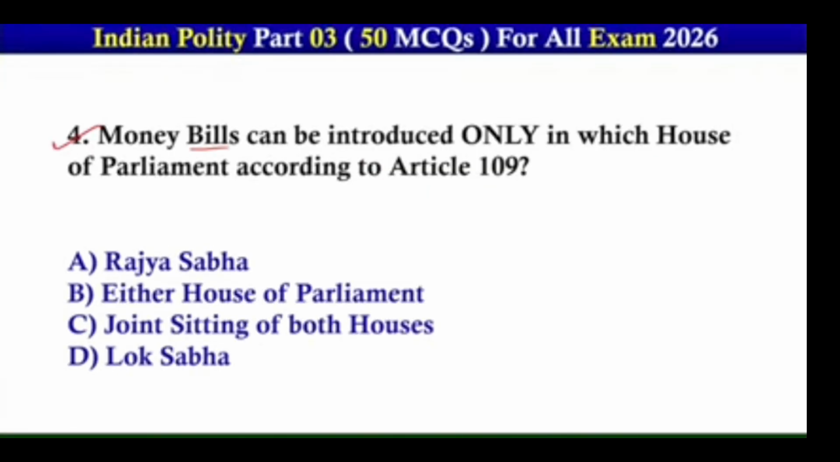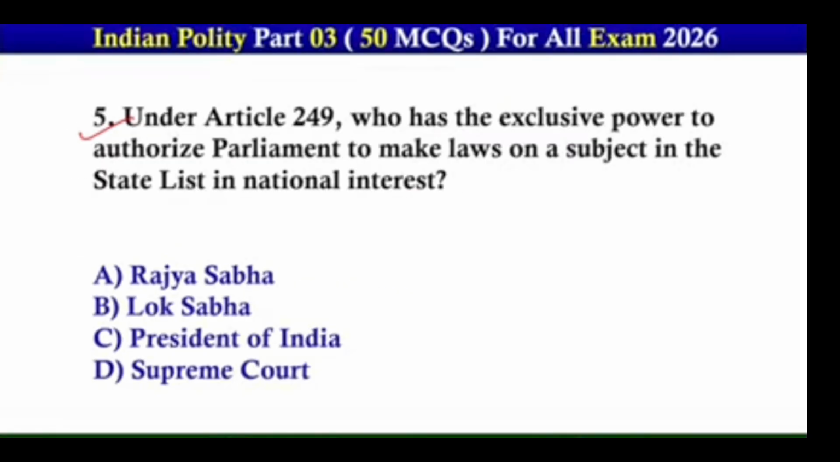4. Money bills can be introduced only in which house of parliament according to the Article 109? 5. Under Article 249, who has the exclusive power to authorize Parliament to make laws on a subject in the state list in national interest? Option number A, Rajya Sabha.